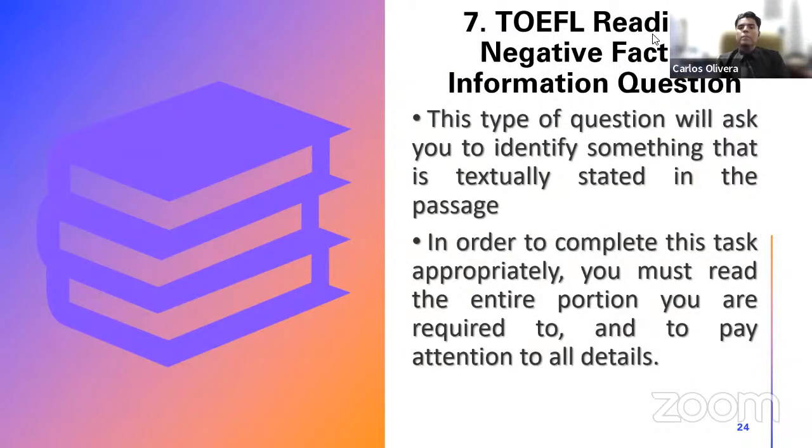Moving on then to the seventh one. In this case, we have the negative factual information question. This type of question will ask you to identify something that is not textually stated in the passage. In order to complete this task appropriately, you must read the entire portion and pay attention to all details.